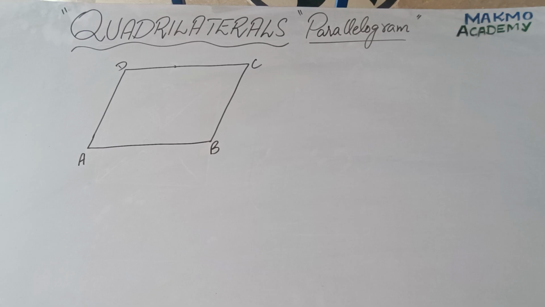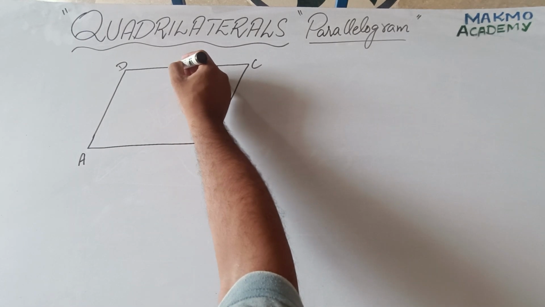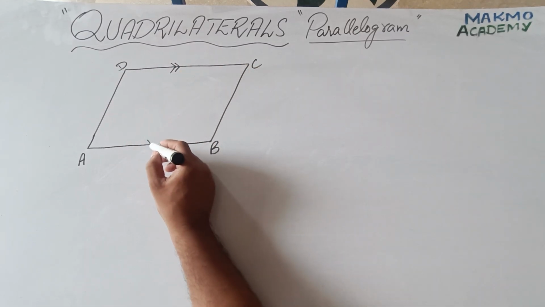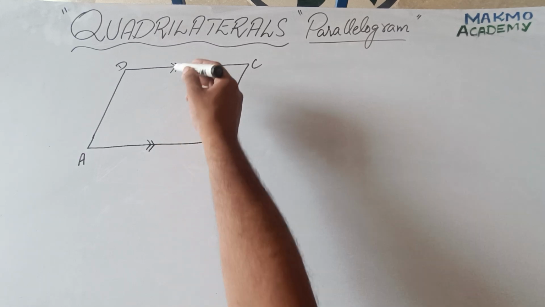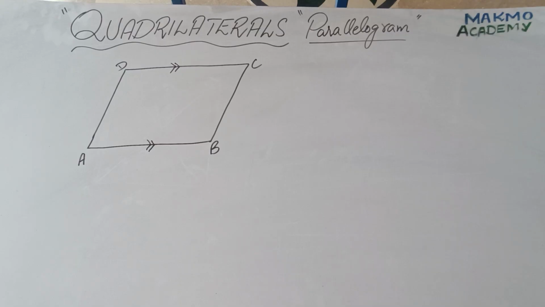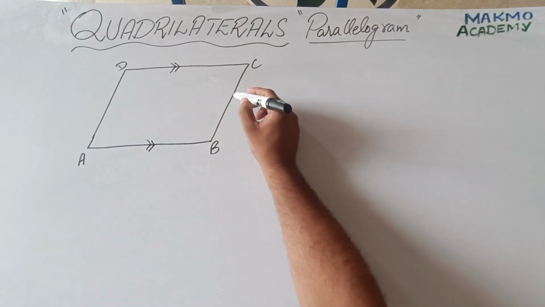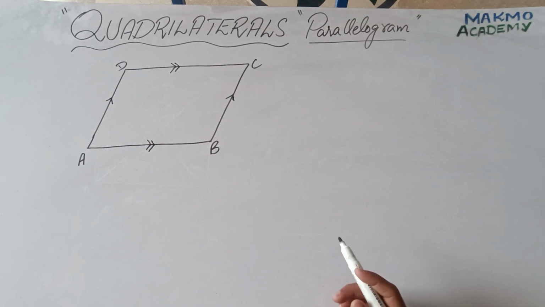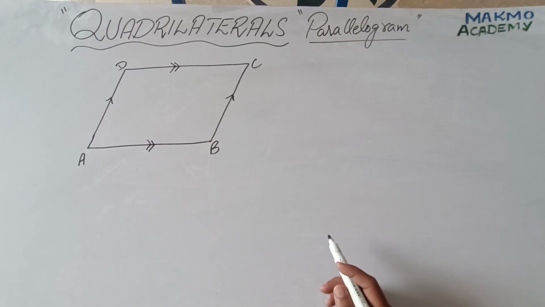As you know, with the name parallel, it means that two opposite sides are parallel with each other. So CD is parallel to AB. Double arrow indicates that these two lines are parallel with each other, and the other two lines would be marked with another symbol, means single arrow, single arrow. So this is the very first property, that two sides are parallel with each other. So it means that there are two pairs of parallel sides.